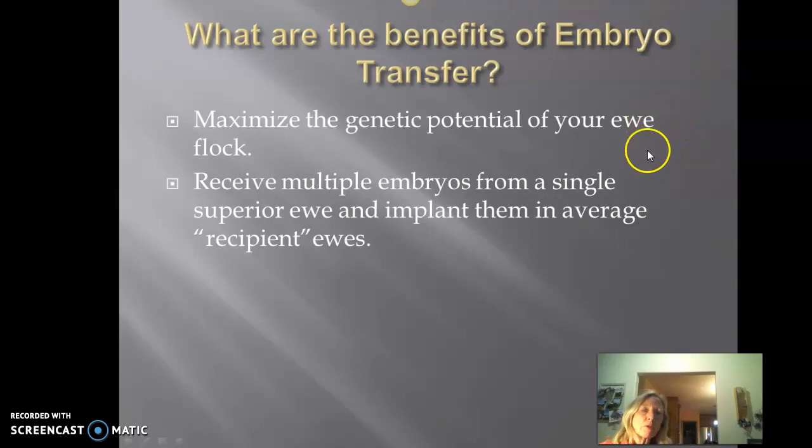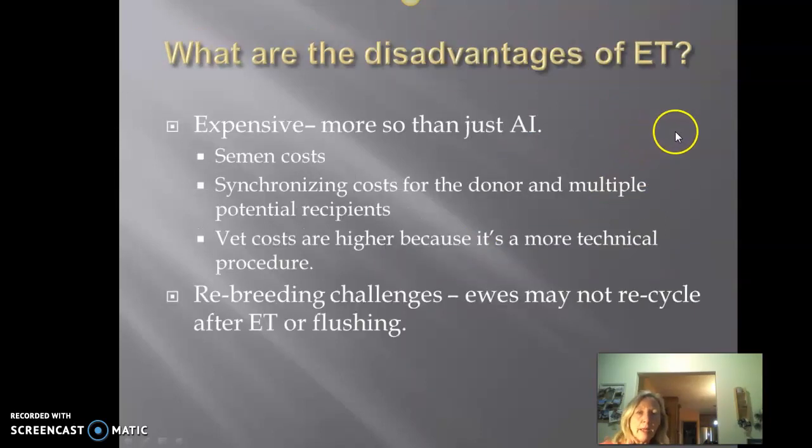So in the cattle industry, we can freeze embryos and we sell them. They sell frozen embryos online. In sheep, they don't do that because freezing embryos in sheep does not work very well. It's in its infancy. It's not really that good. So those recip ewes are important, and they are the ones that are going to be raising those great ewe babies from this ewe. Okay, so what are the disadvantages of embryo transfer?